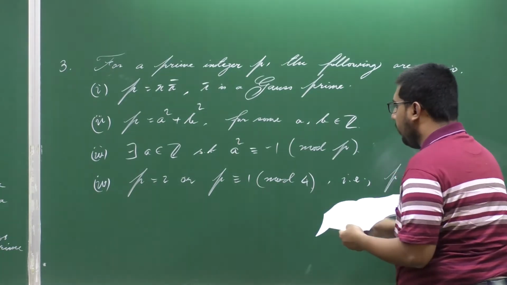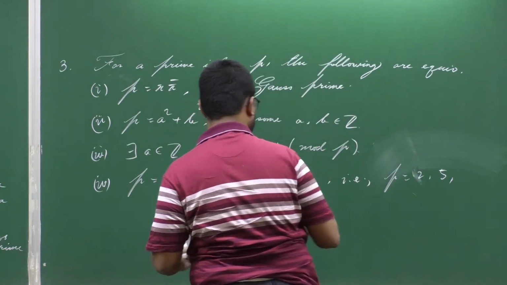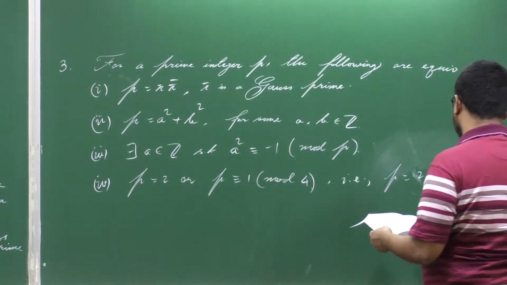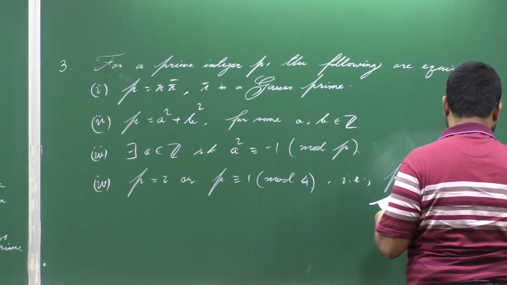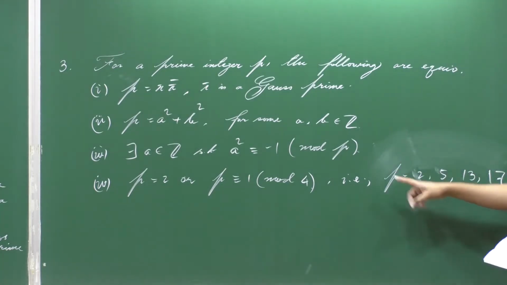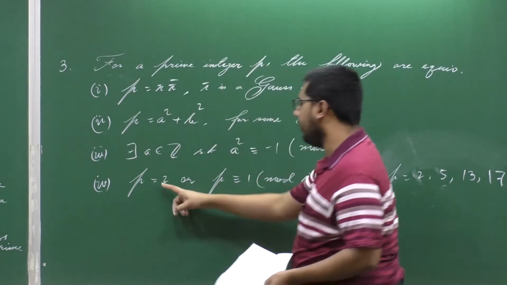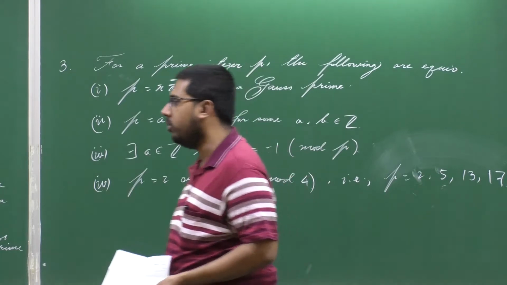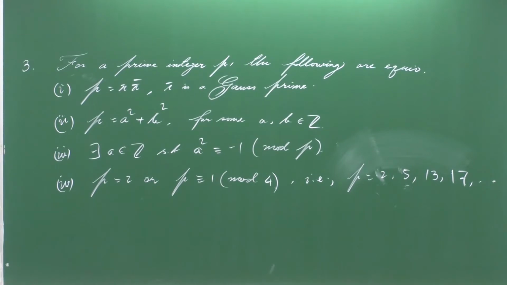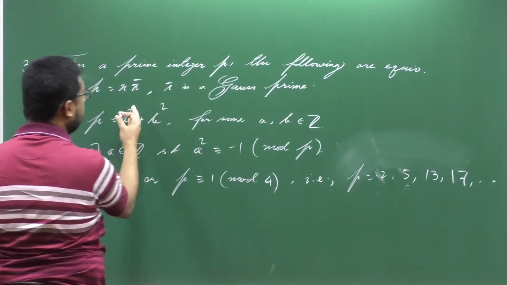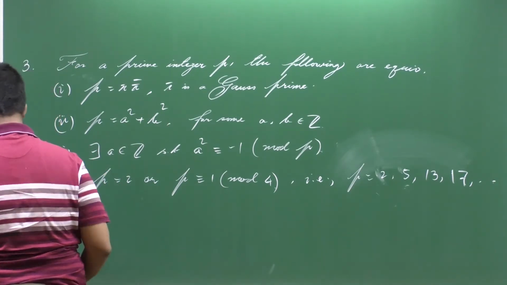That is, p will be 2 or a prime congruent to 1 modulo 4, for example 5, then 13, then 17. So either p is 2, or any prime congruent to 1 modulo 4, will not remain a prime in the bigger ring Z[i]. They will be just the product of a Gauss prime together with its complex conjugate. And now the fourth part of the main theorem.